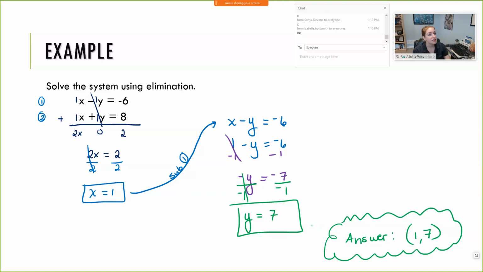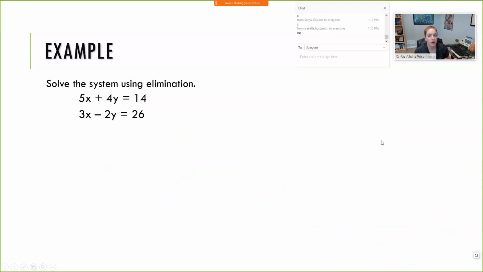So with elimination, you're looking for that variable that has matching coefficients, just one is positive, one is negative. Okay. Let's go ahead and try another problem.